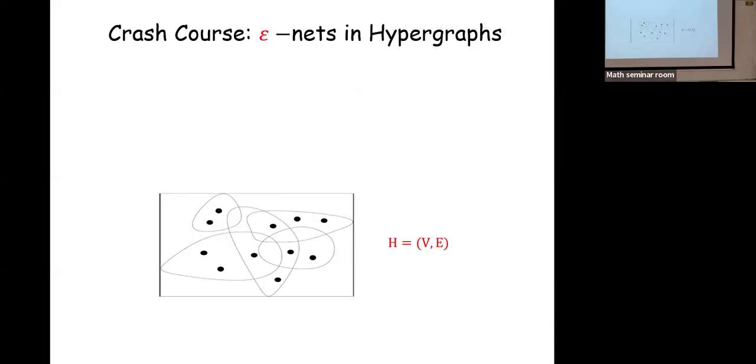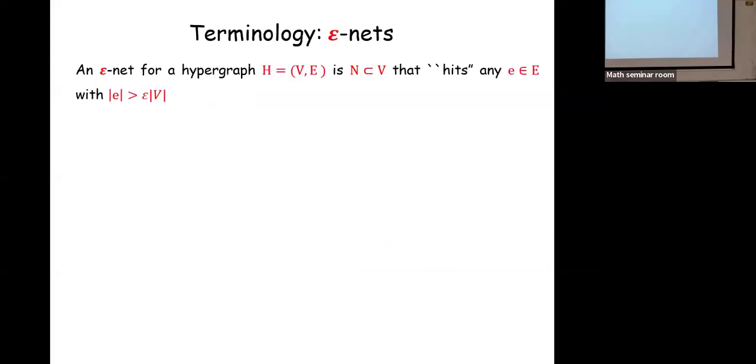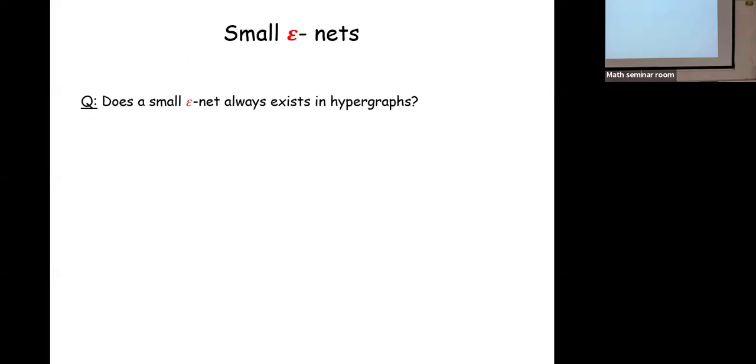So an epsilon-net in a hypergraph is simply a hitting set: a subset of the vertices that stabs all the hyperedges, but only the heavy hyperedges, those that are epsilon heavy, so those that contain an epsilon fraction of the points. A subset T is called a hitting set if it intersects every edge, and an epsilon-net is a subset that hits only, we care only about the heavy hyperedges. Okay, this is a very famous notion in hypergraph theory. And why do we care?